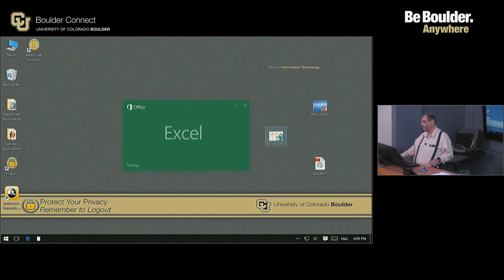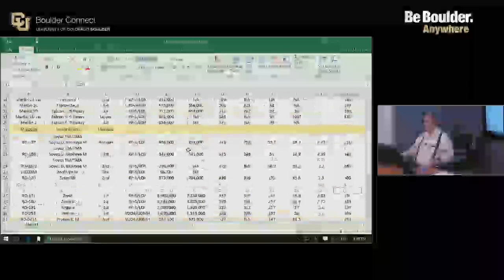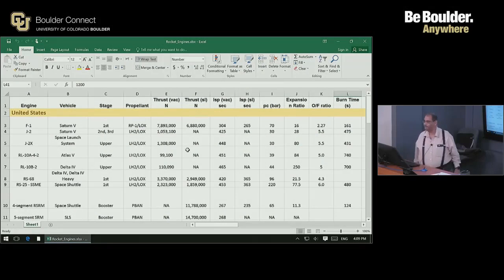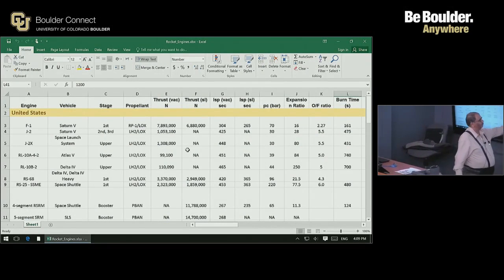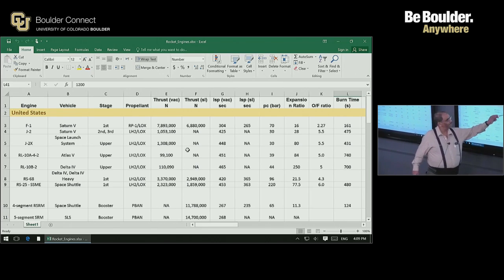Also, compile this rocket engines. Okay, starting with the very most powerful engine ever built, 6.6 meganewtons of thrust, RP1, cryogenic, the hydrocarbon engine, followed by J2, which was the very first cryogenic engine we ever built. Look at the thrust levels.